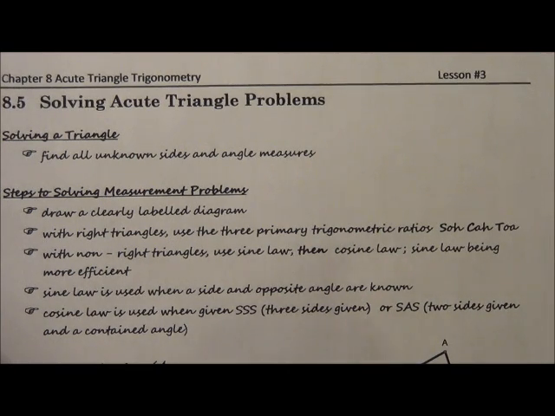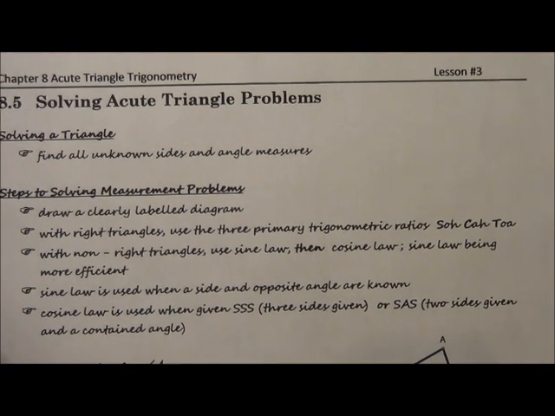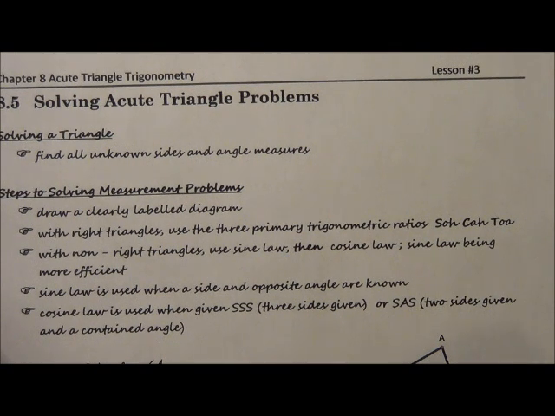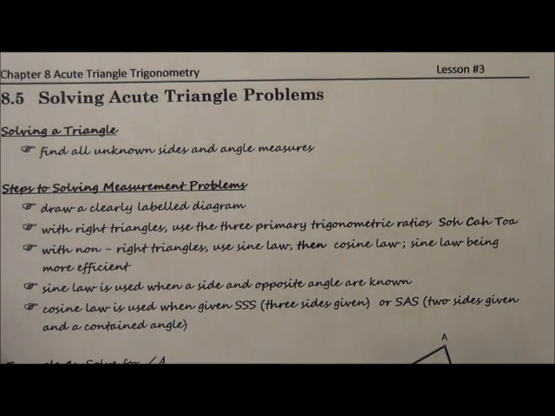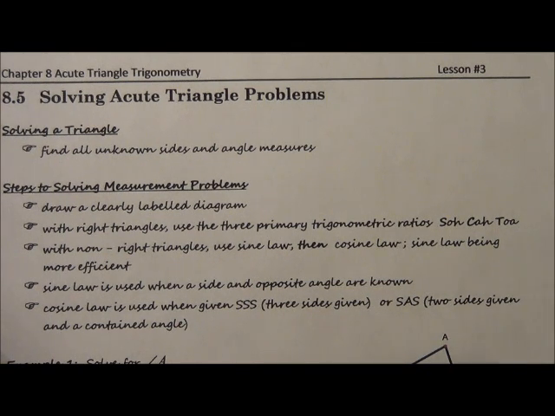If they're non-right triangles, then wherever possible use the sine law because it's a little bit easier. You're comparing two ratios. If it's not possible, then use the cosine law. The sine law, of course, is more efficient, but there are some times when you cannot use it. Sine law is used when a side and an opposite angle are given. That would produce a complete ratio for you to compare to another ratio where either a side or angle is not given. And the cosine law is used when you're given all three sides or two sides and the contained angle.